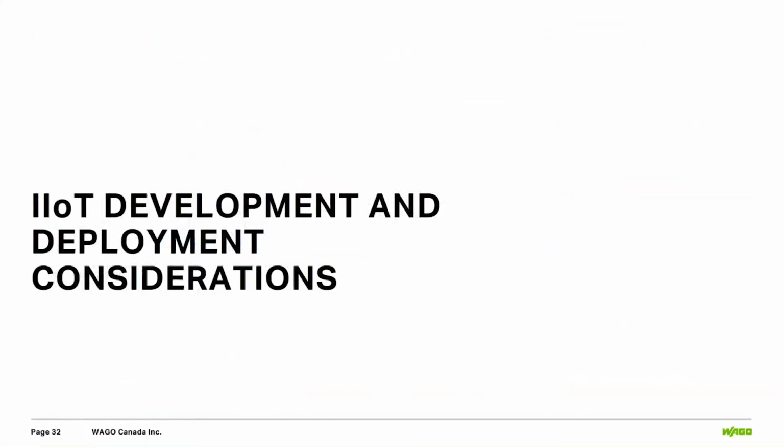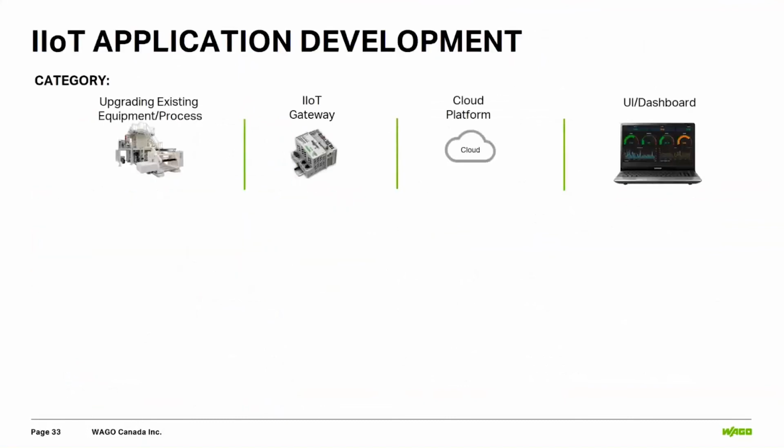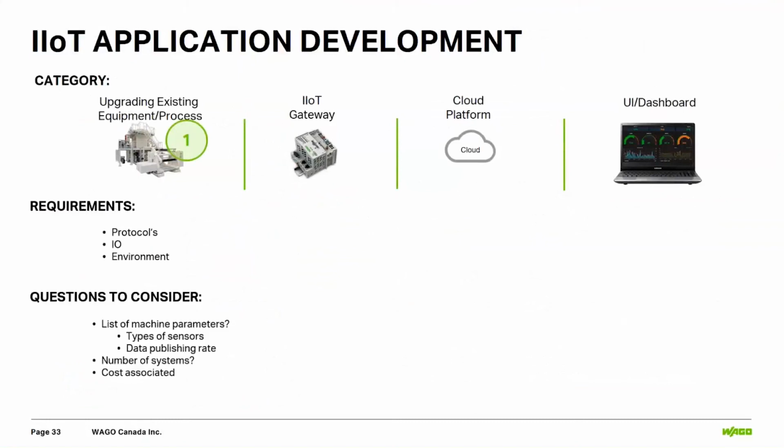So deployment and development considerations. I've got 4 categories here, starting with upgrading existing equipment and processes. We've got our IoT gateway. How do we choose that? How do we choose our cloud platform? And how do we choose our UI and dashboard? So when we're looking at our requirements, when we're upgrading our existing equipment, what type of protocols is the equipment currently talking? What kind of I/O do we have there? And is it in any kind of IP67 environment, cold environment? What do we have going on there?